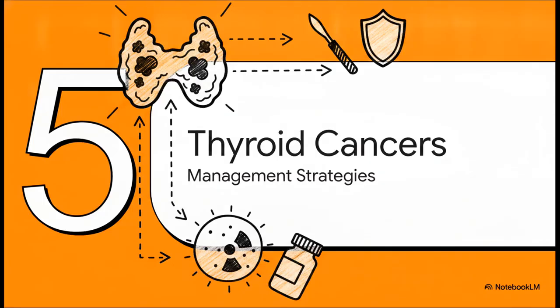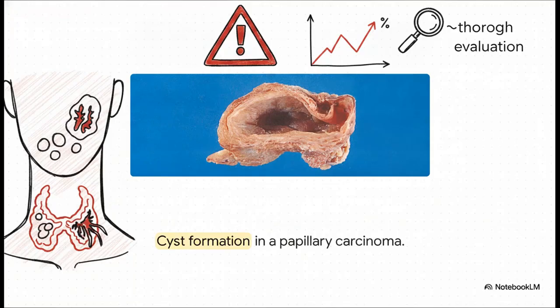Section 5. Managing thyroid cancers. Let's wrap up with our management strategies. Okay, first, a huge clinical warning. Yes, about 55% of cystic swellings are just harmless, benign colloid degeneration, but we have to remember that about 10 to 15% of cystic follicular swellings are actually malignant. What we are seeing here is cyst formation inside a papillary carcinoma. The big takeaway, never ever assume a cyst is entirely harmless without a really thorough evaluation.